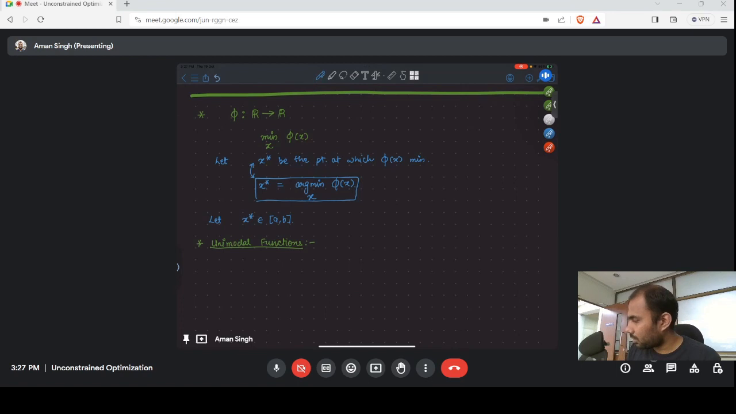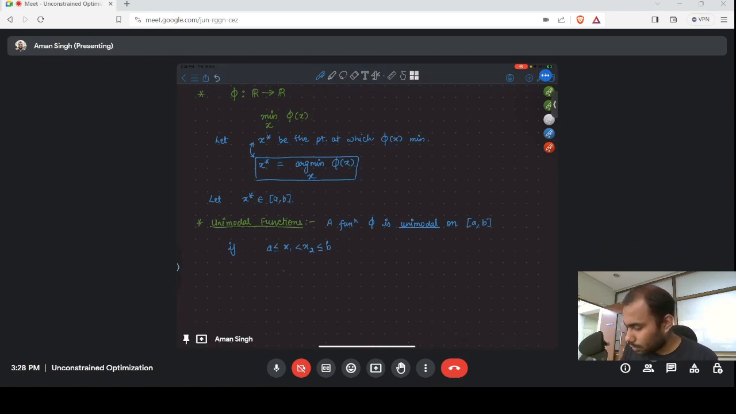So, unimodal functions. A function phi is unimodal on a closed set [a, b] if there exist two points x1 and x2 between a and b, and x2 less than x star, where x star is the point at which phi(x) takes its minimum.